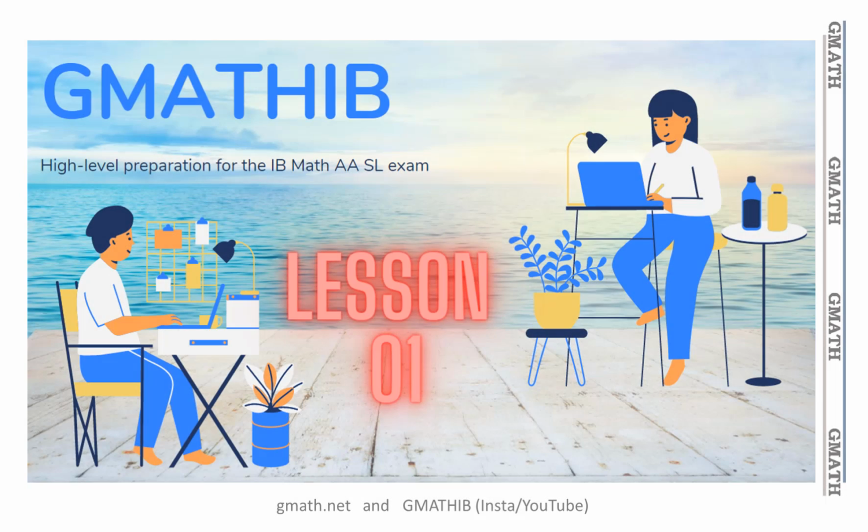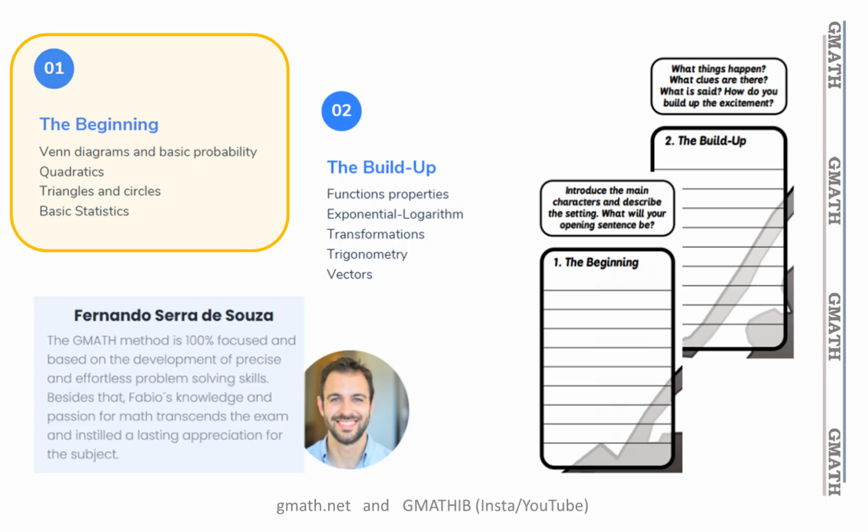Hi there! Our preparation for the IB Mathematics Analysis and Approaches Standard Level exam starts now. Today we will study part 1 of the beginning phase, in which we will discuss Venn diagrams and basic probability ideas. As you will see, even in easy topics and non-challenging exercises, the objectivity and dynamism of the method will become evident.